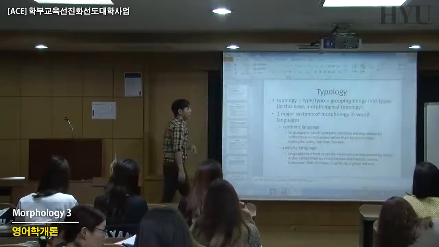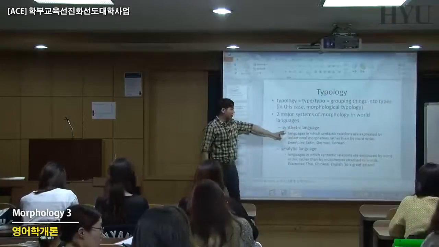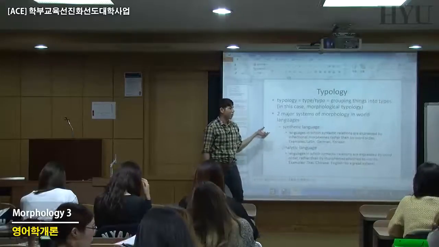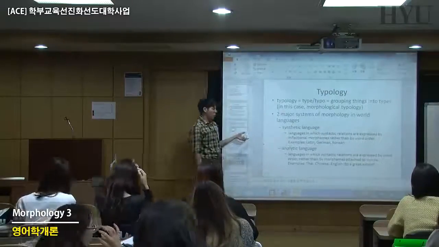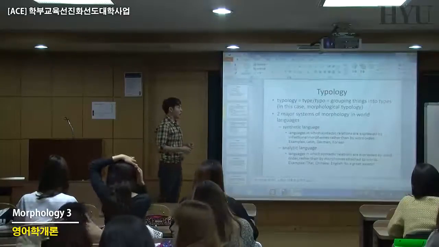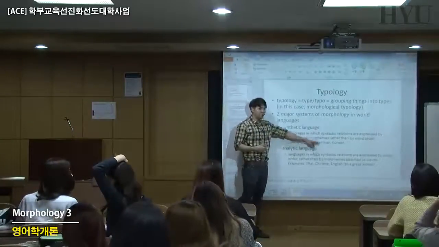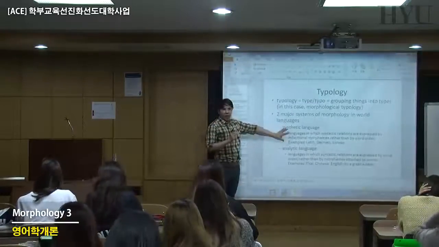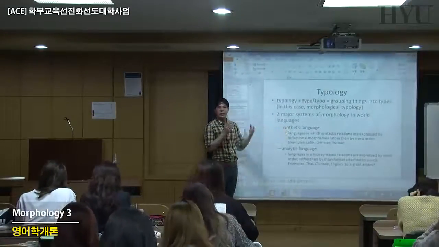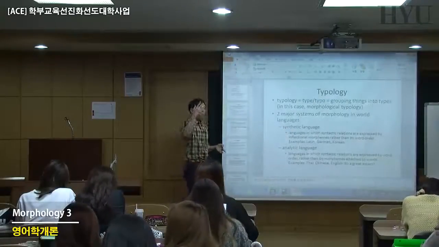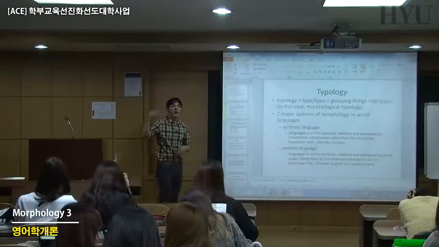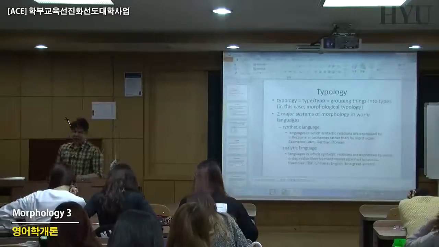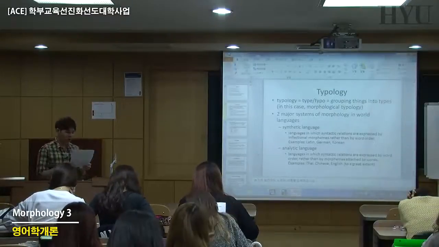Okay? The synthetic group includes languages in which the syntactic relations are expressed by inflectional morphemes rather than by word order. And examples include Latin, German, and Korean. So to paraphrase, this means that a synthetic language has many morphemes per word. Okay?